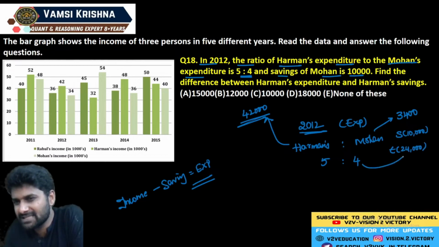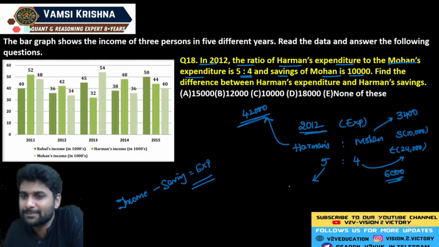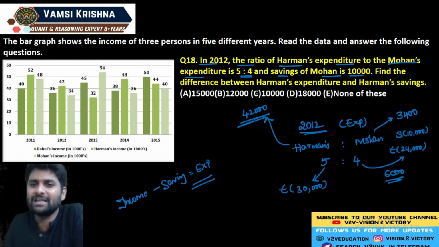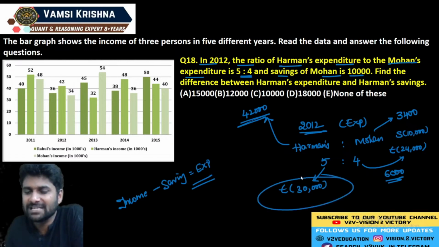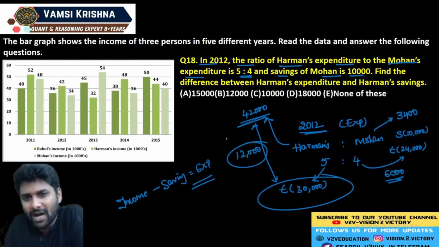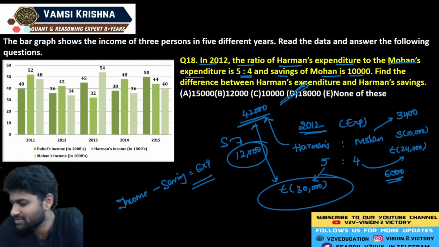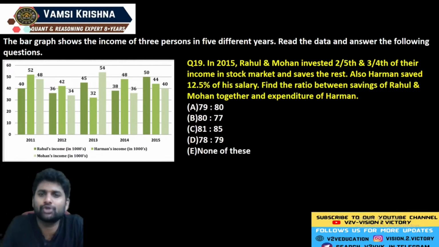Now you know the comparison here. So 4 becomes 24,000. Each unit is multiplied by 6,000. Now here Harman's expenditure is exactly equal to 30,000. Okay, we'll get the data. Find the difference between Harman's expenditure and savings. Harman's expenditure is 30,000. So what about Harman's savings here? The difference of 42,000 and 30,000 is 12,000. So Harman's savings is 12,000. Harman's expenditure is 30,000. Here the difference is 18,000.